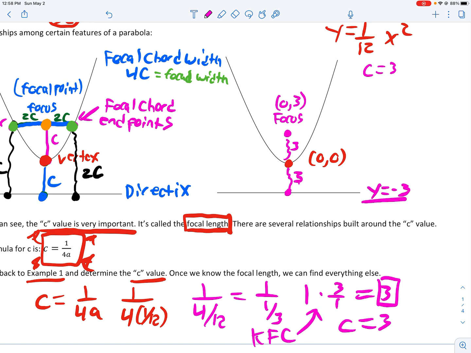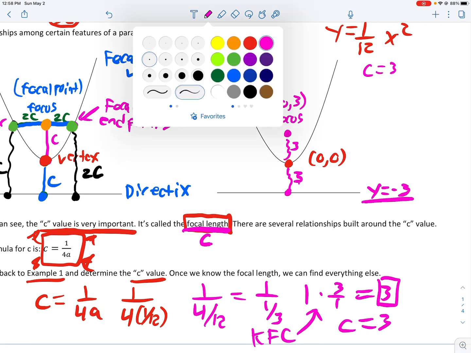The directrix is always a line. The focus is a point. For the directrix, you go opposite of the focus. So if I go up for the focus, for the directrix I'm going to go down. But it's always the same distance. It's what we call our focal length. That is 3 units. This is our c value, focal length.